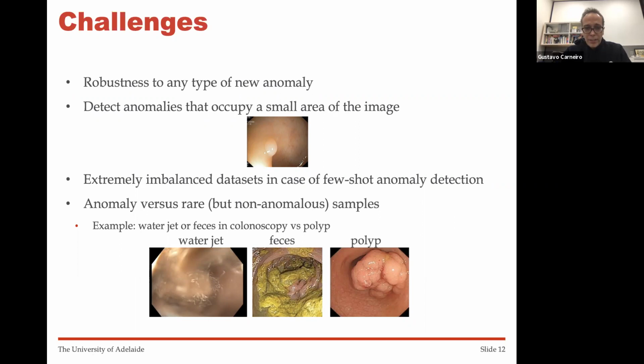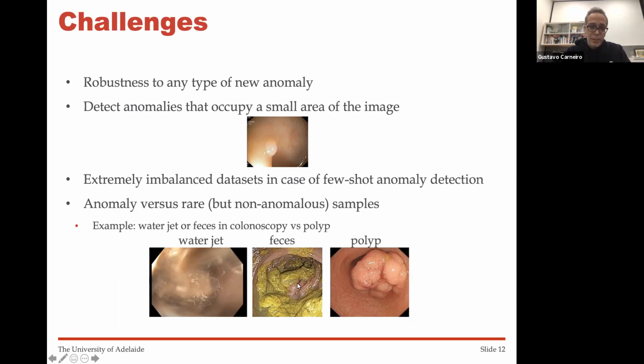A good example here is in colonoscopy, where you have a water jet. During the colonoscopy, the doctor sometimes will put a jet of water to clean up the bowel, such that the doctor can see better what's going on. And that creates this image here that looks nothing like what a normal image looks like. Feces can also create problems during the detection of anomaly, because sometimes an image like this may really look like an anomaly, much more than an image that has a small polyp like this, right?